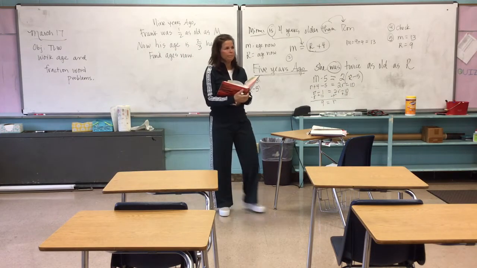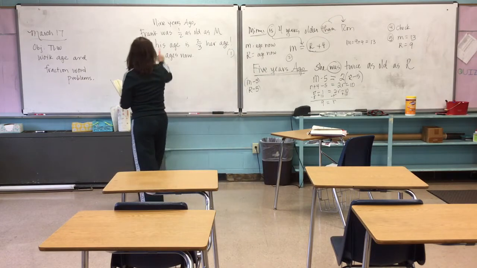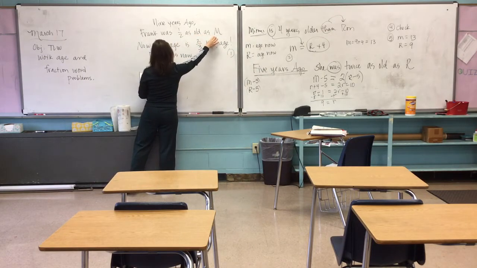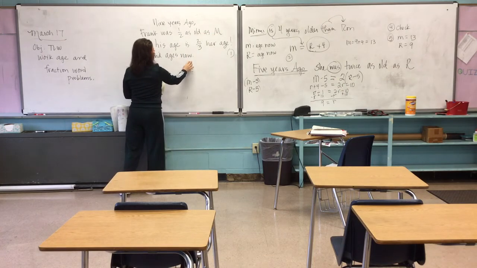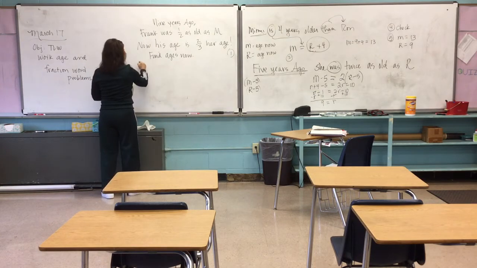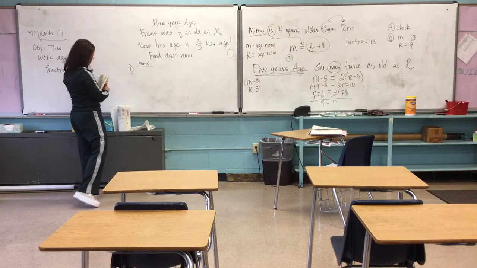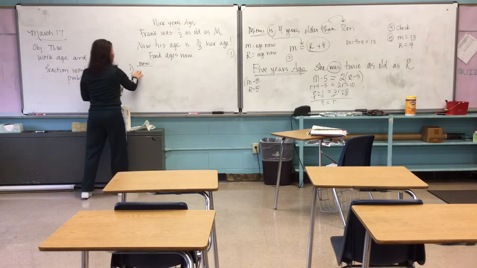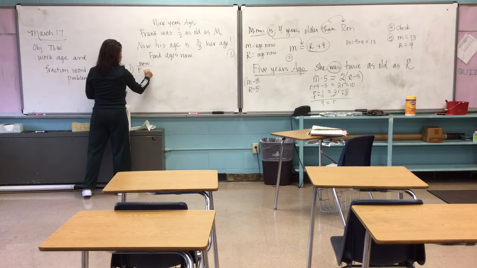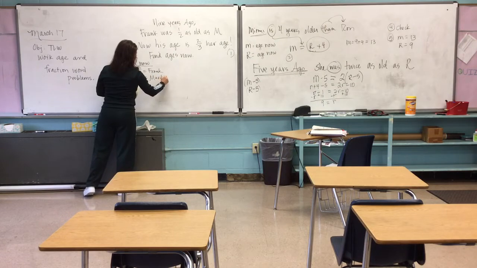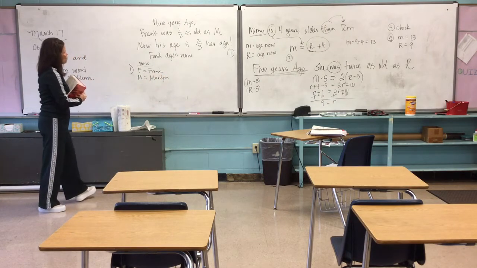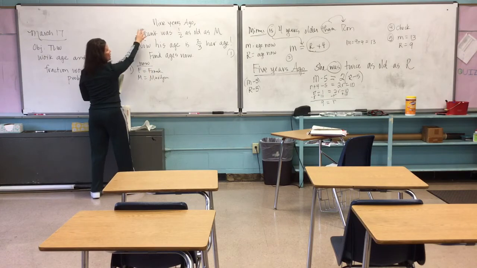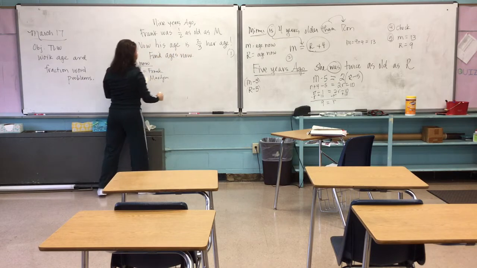Okay, let's write this down. 9 years ago, Frank was half as old as Marilyn. Now his age is 2/3 her age. Find the ages now. So step 1 is to set up the variables. How old are they now? Now they are, Frank will give F, and Marilyn will give M. If I write an equation using this, which sentence am I going to use for the now? This one. Now his age is 2/3 hers.